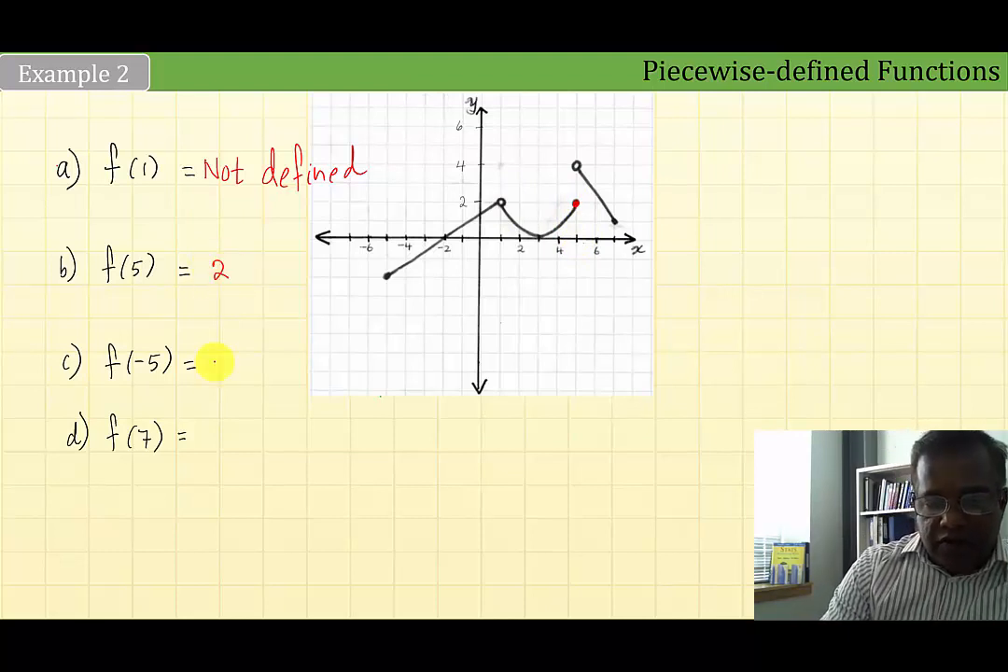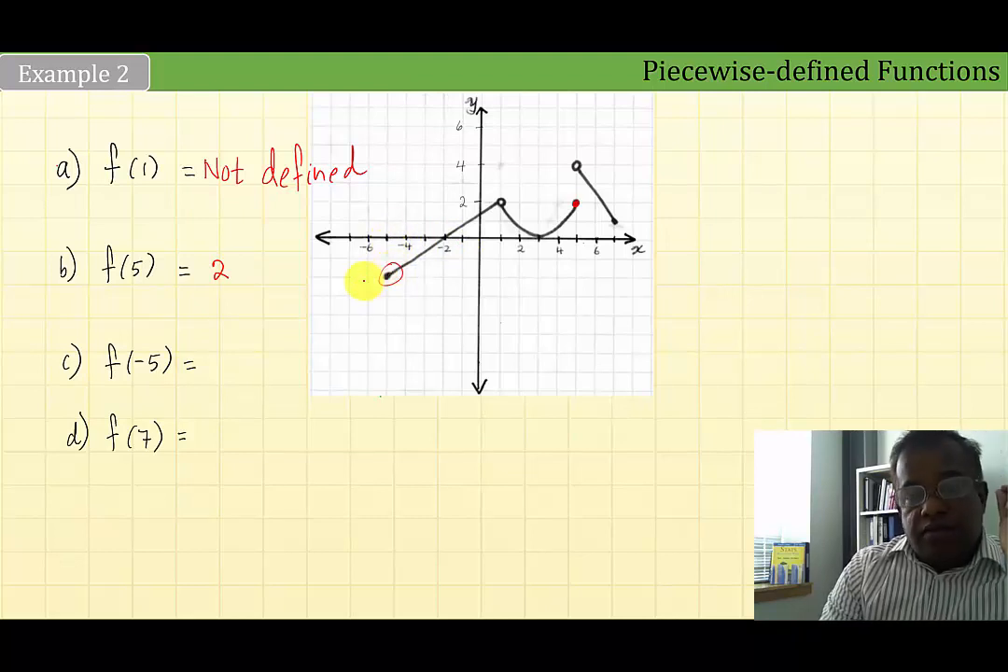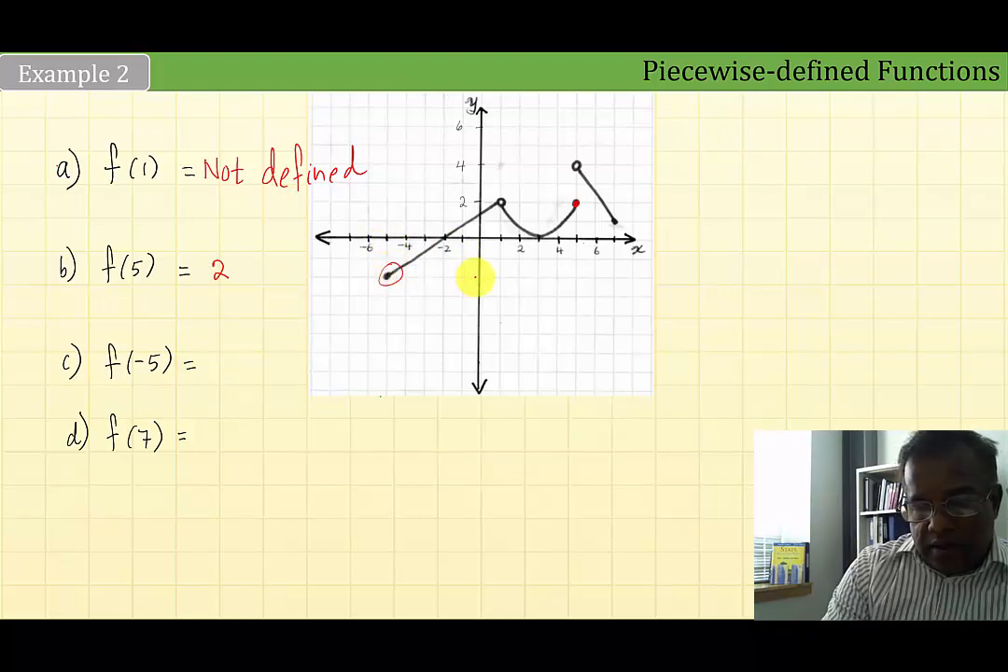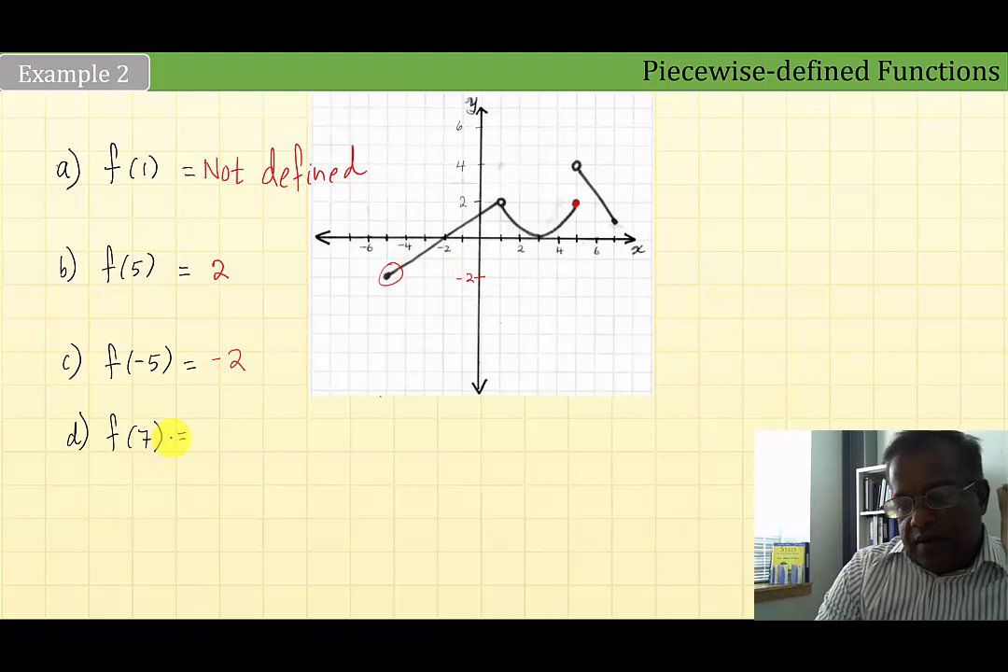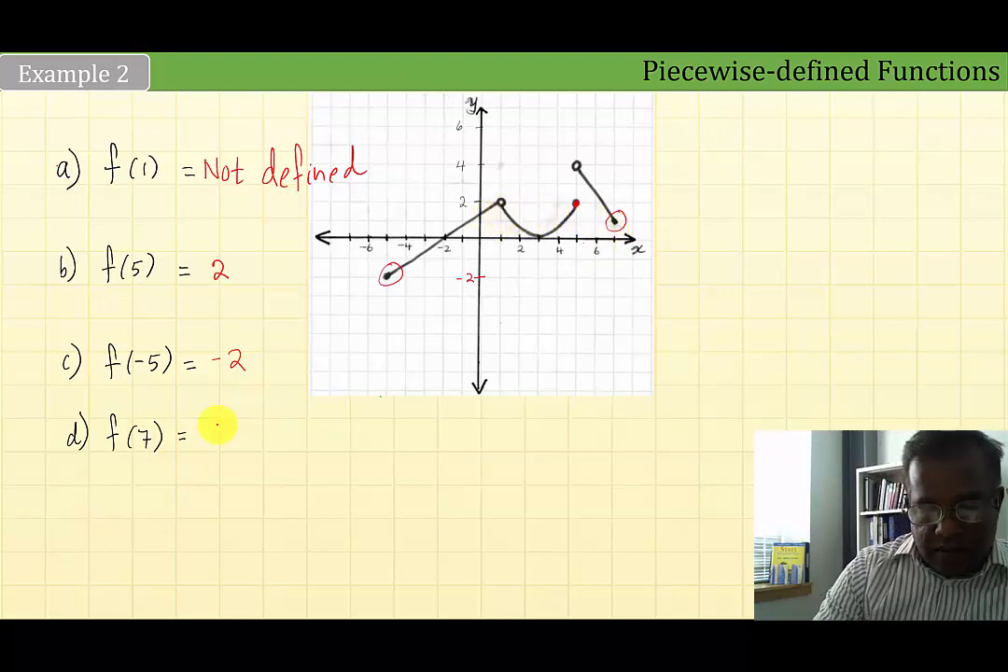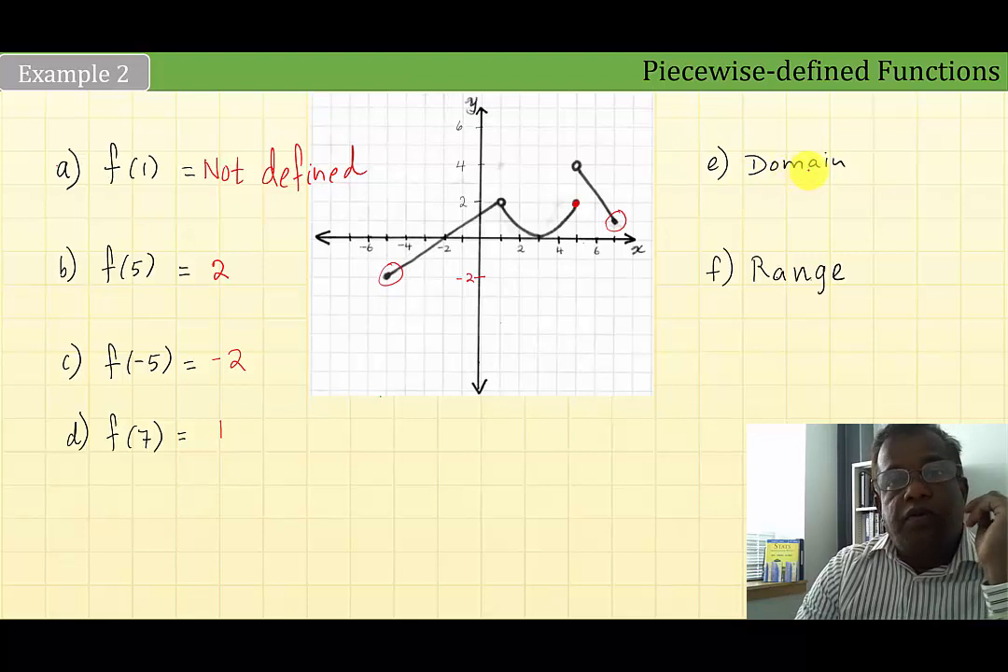Now f of negative 5, when x equals negative 5, this is the point, so that is actually negative 2. And f of 7, when x equals 7, this is the point, and this y value is equal to 1. Also, suppose we want to find the domain and the range of this function.